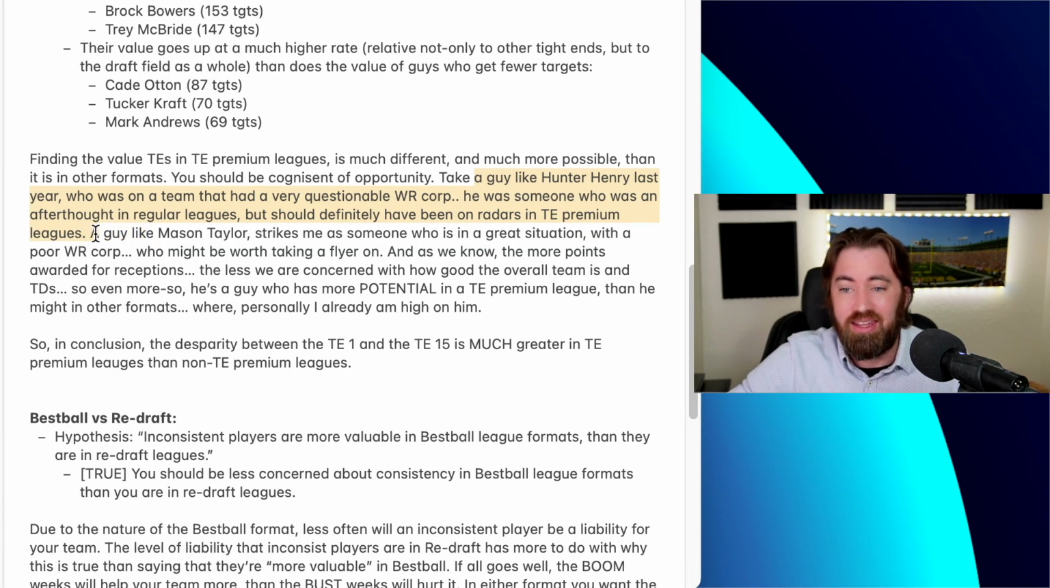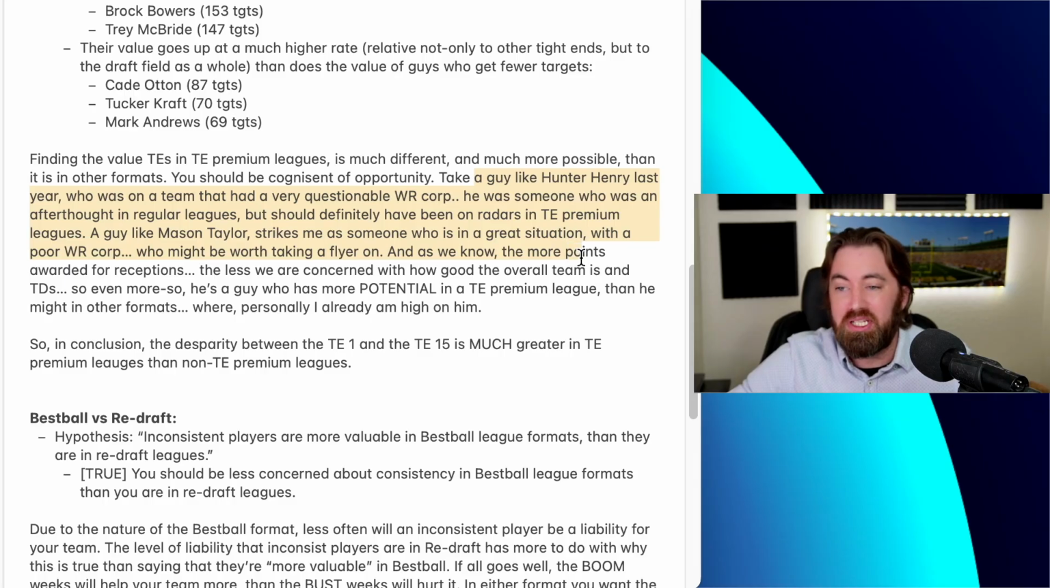Then, you could take a guy this year like a Mason Taylor. He strikes me as someone who is in a great situation with a poor wide receiving core. I don't think anybody would argue any differently. I know we have a great number one there, Garrett Wilson, not taking anything from that. Talking about the wide receiver core in general. And he's someone who I think might be worth taking a flyer on, all the more in a tight end premium league.